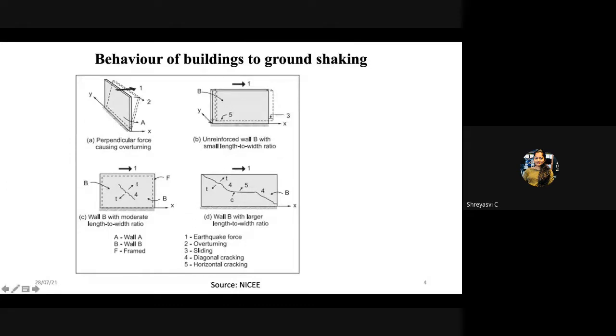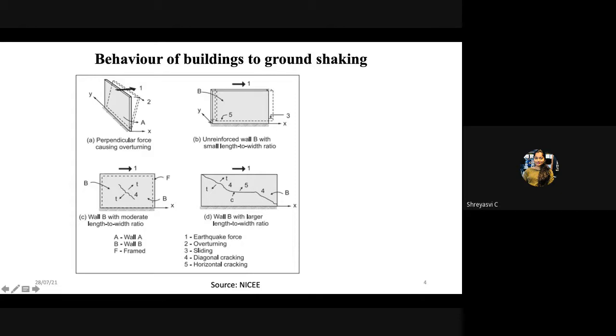Here again, it depends on in which direction the load is being applied to the wall. So of course, if the load is applied perpendicular to the longer dimension of the wall, it causes overturning. And sometimes even the length to width ratio plays a major role. So whenever you have a larger length to width ratio, the behavior of the structural unit would be different. And if it is moderate, it would be different. And if it is small, then it will be different.